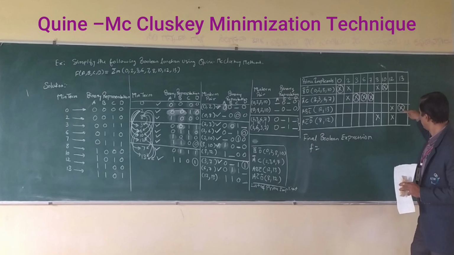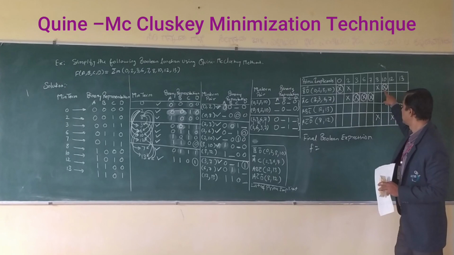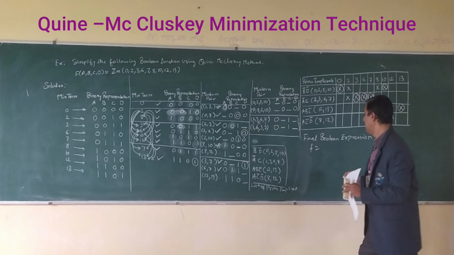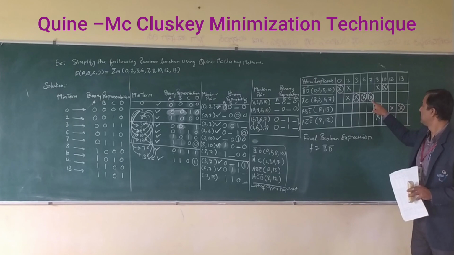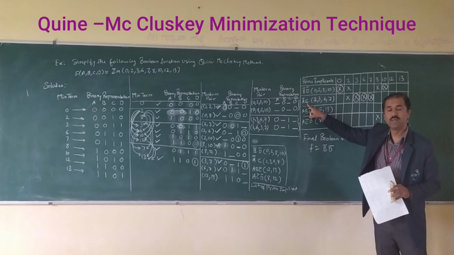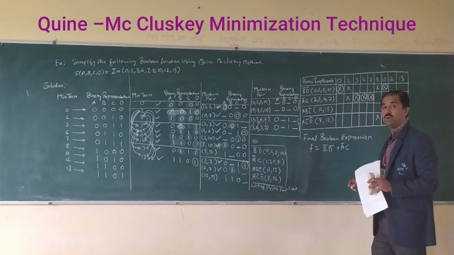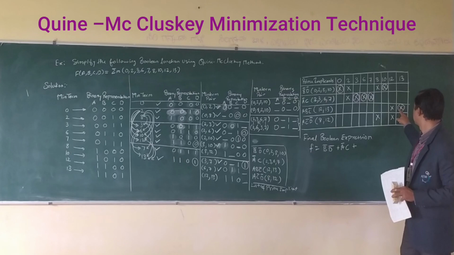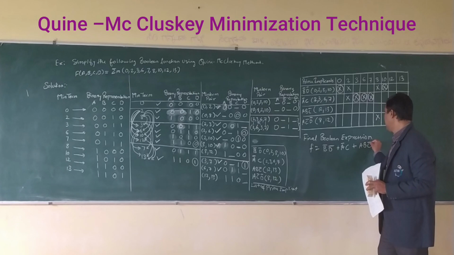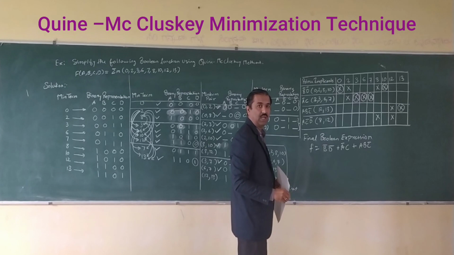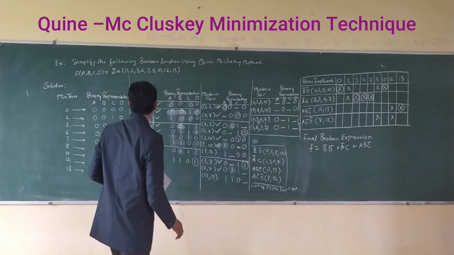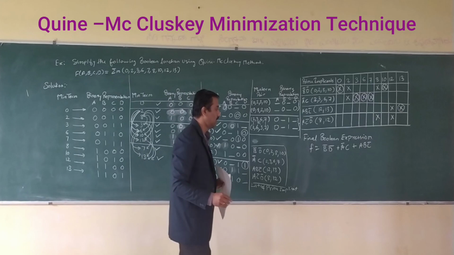Now, for this X and this X, what are the terms present here? B bar D bar. For these three X, what is the prime implicant present here? A bar C. For this X, it is covering A B C bar. So this is my final reduced expression for the given Boolean function 0, 2, 3, 6, 7, 8, 10, 12, 13 using the Quine-McCluskey method. Hope you have understood this, students.